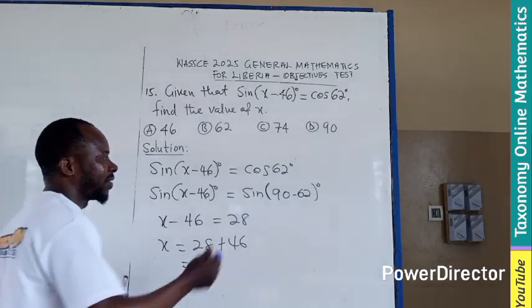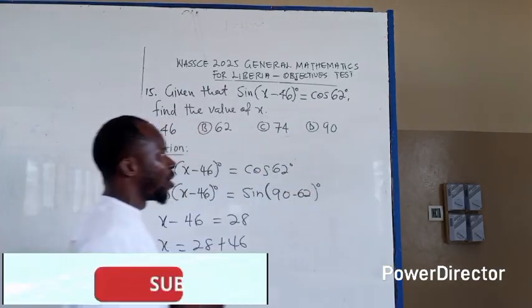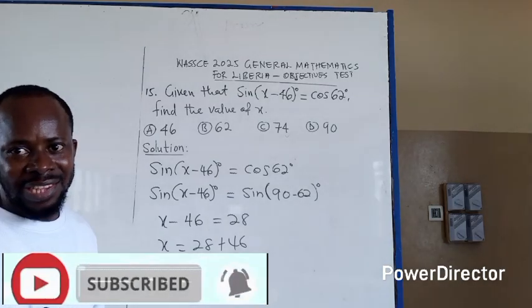So cross-checking the options, we are going to go for option C, 74.